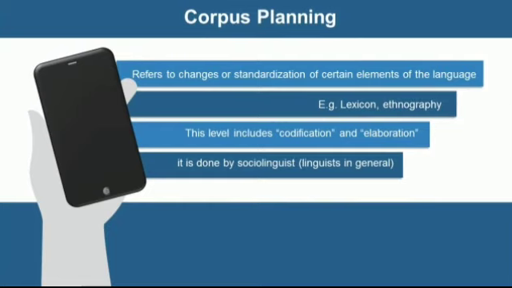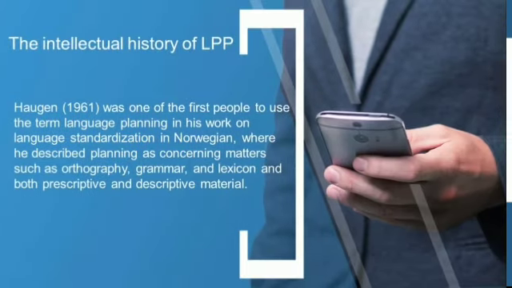While corpus planning refers to change or standardization of certain elements of the language. It is an effort to establish terms or the standardization of orthography, the standardization of grammar, and also the standardization of the language in practice. In corpus planning, there are codification and also elaboration, and it is done by sociolinguists or linguists in general.